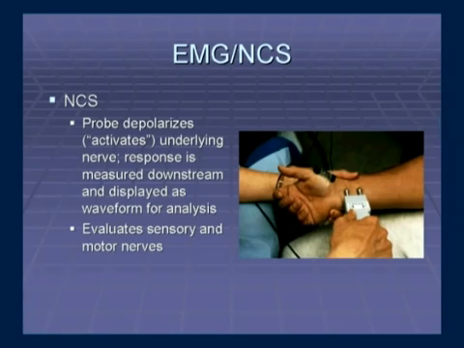EMG nerve conduction study. This is the major functional test of the peripheral nervous system. When you're doing an MRI, it's a structural test. You're seeing things, but you don't get to see the function. This is the literal opposite. You don't see the nerve, but you see how it's functioning.